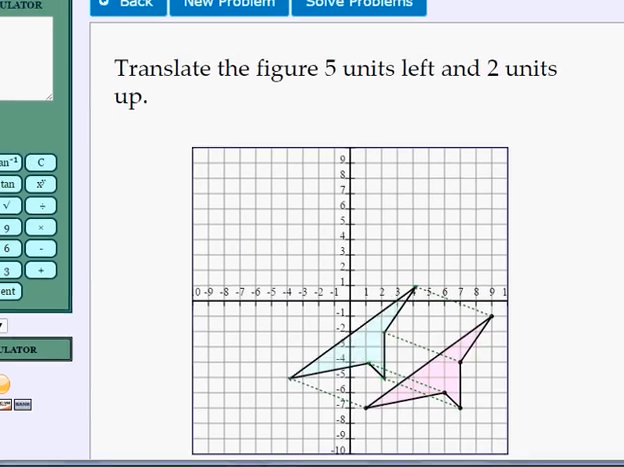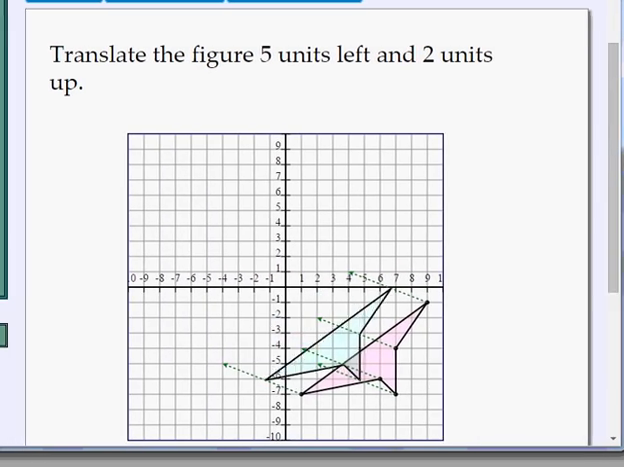Right over here, it says in this problem from deltamath.com, translate the figure 5 units left and 2 units up. So here is the original figure in pink, and you could see that there's a slide taking place. Each vertex of the figure is being slid 5 units to the left and 2 units up. So there you have it. Here's an example of a translation.